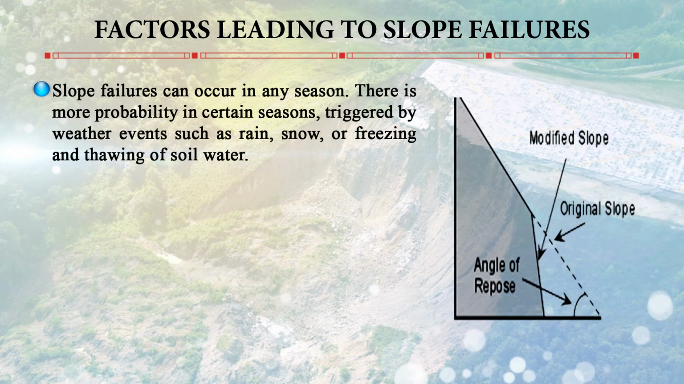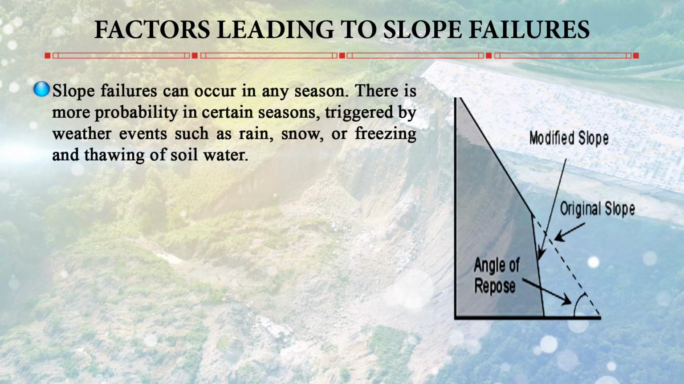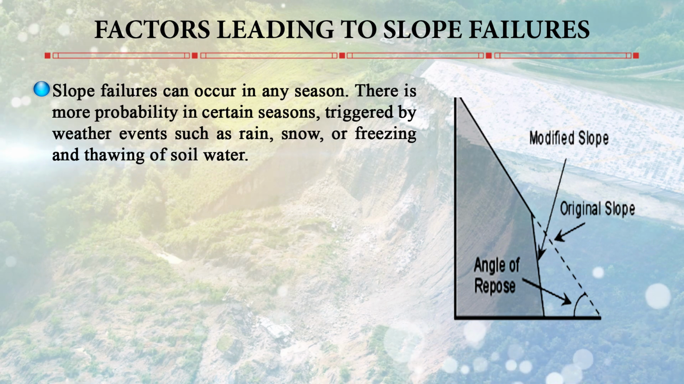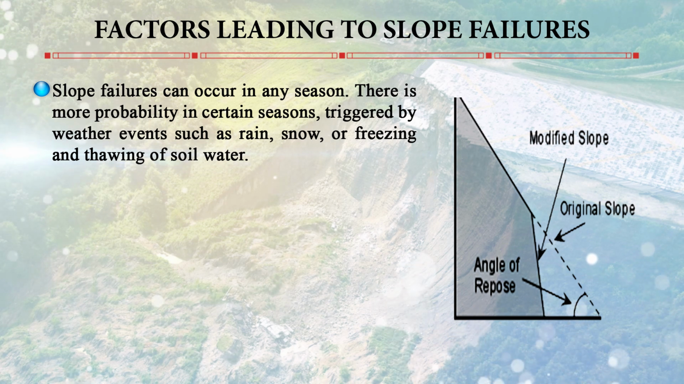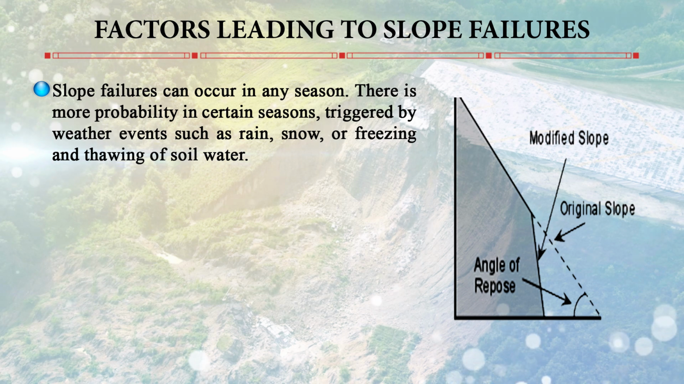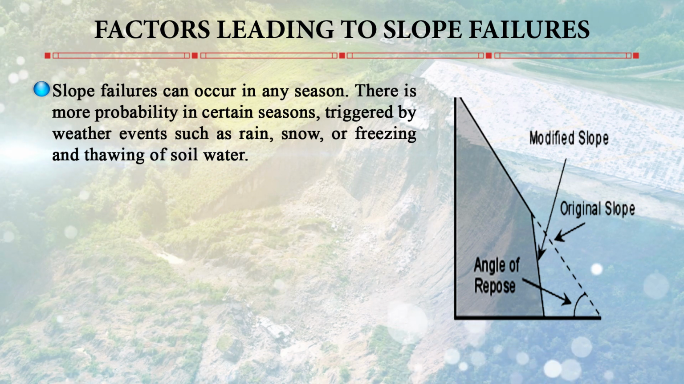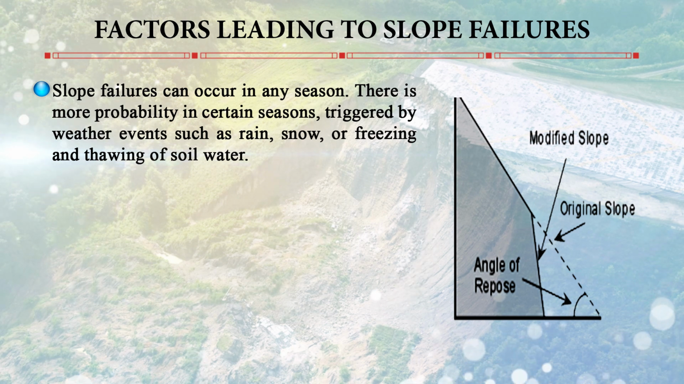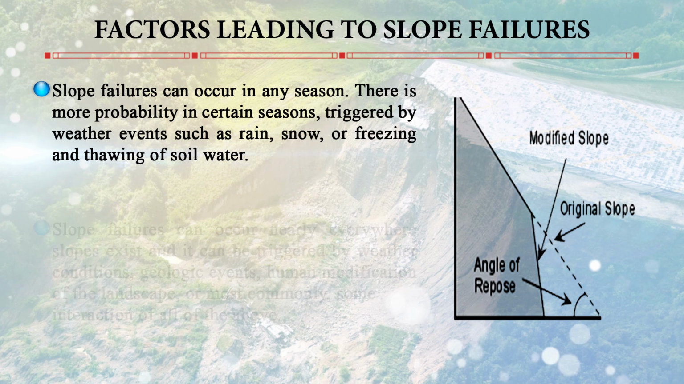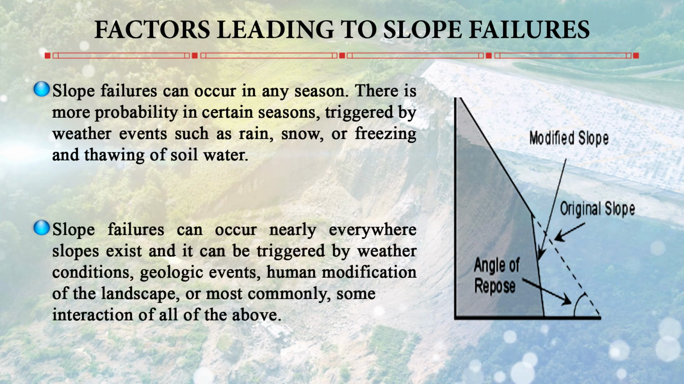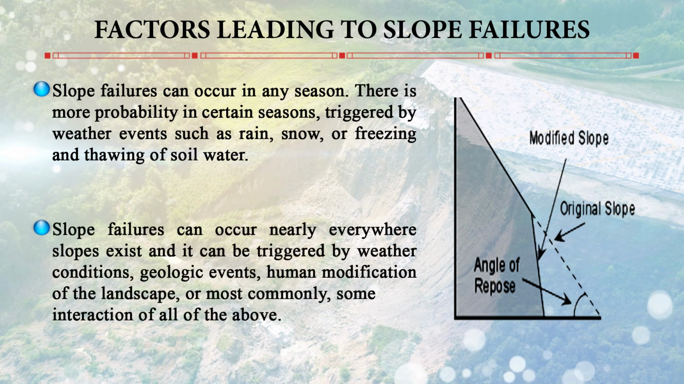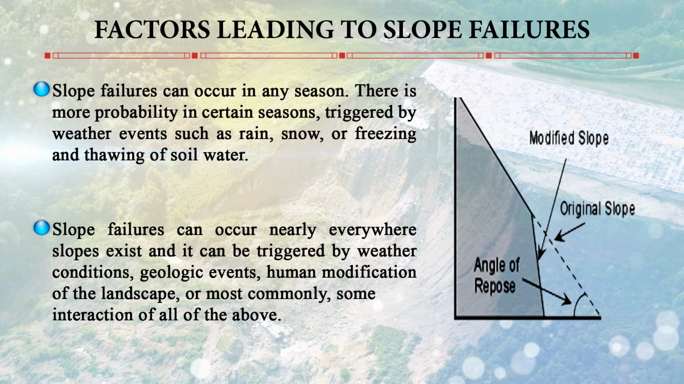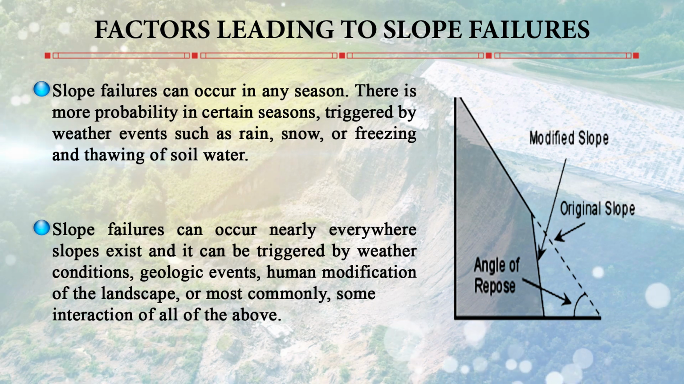Now, slope failure can occur in any season, but there is more probability in certain seasons. For example, if there is rain, snow, freezing or thawing of soil water. What you can see in the figure here is the modified slope and original slope, and if it becomes steeper, then there will be slope failure. Slope failure can be triggered everywhere and by weather conditions, geological events, human modification of landscape, or most commonly some interaction of the above.